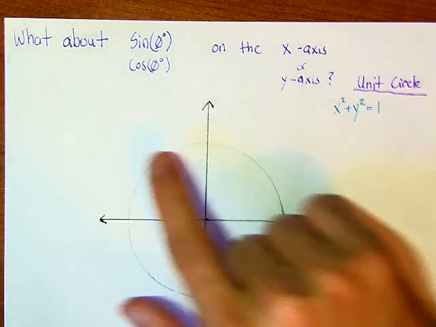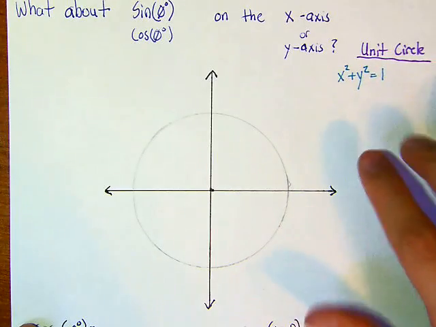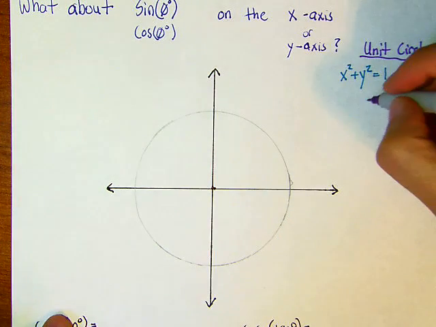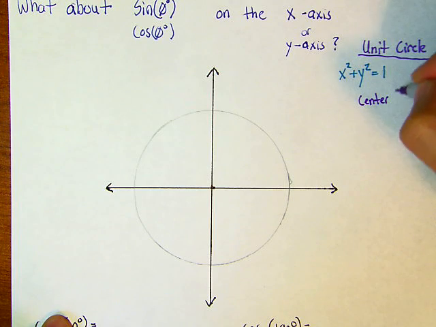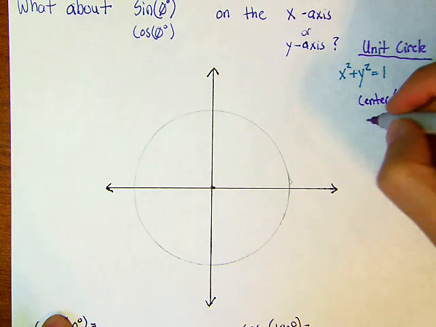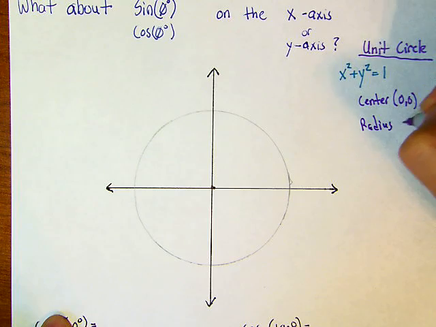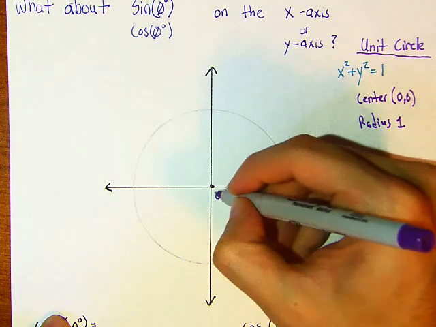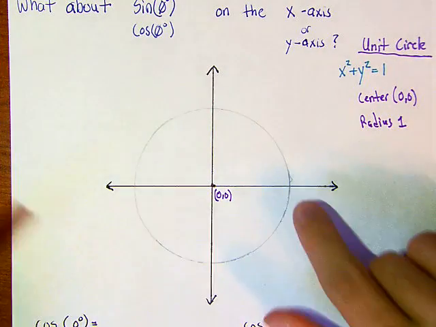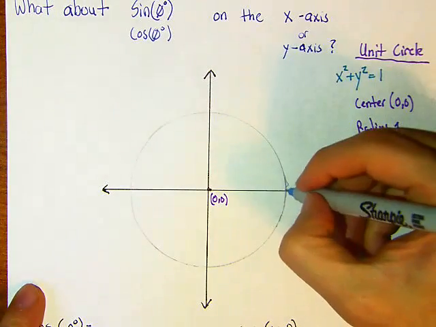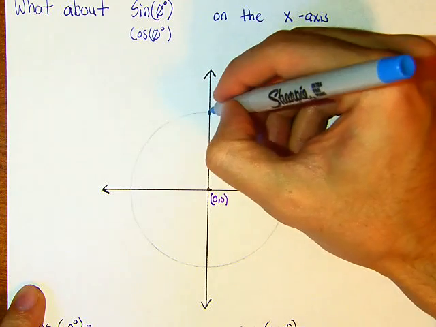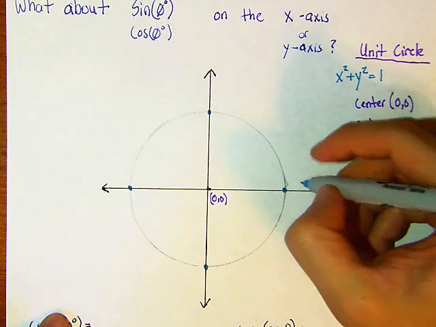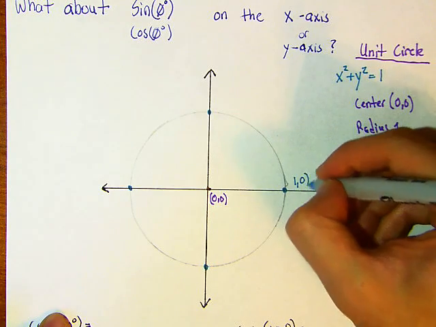Remember, if this is the unit circle, right? This is the circle that we've been talking about. We have x squared plus y squared equals 1. What do we know? We know that the center is 0, 0, and the radius is 1. So if we know the center of the circle is 0, 0, right? Then what is this position over here? What is the point over here? It should be 1, 0, right?